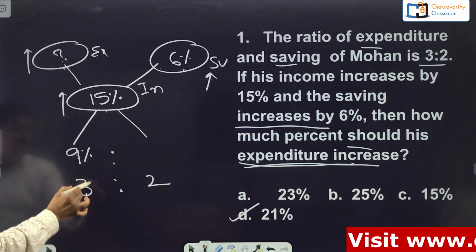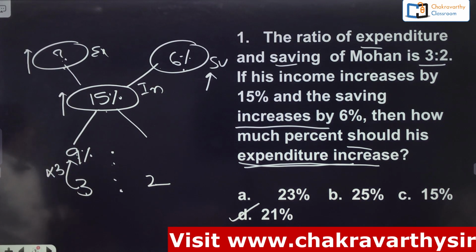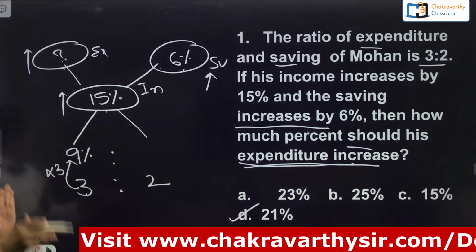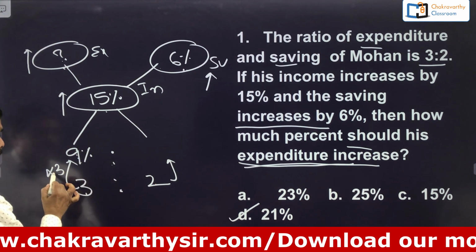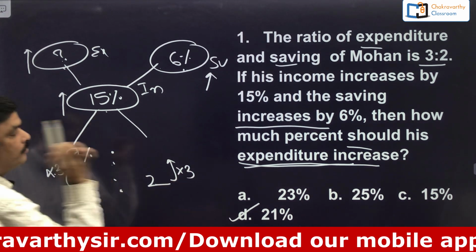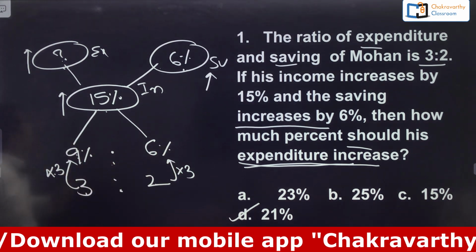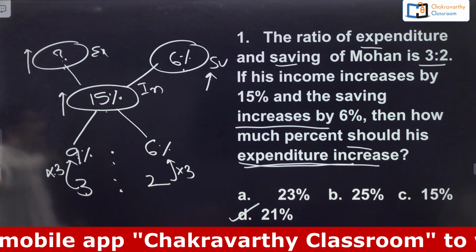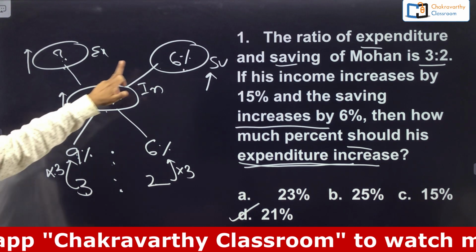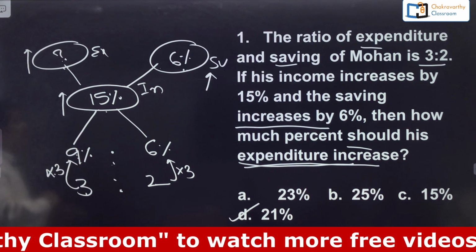How would you get 9 from 3? Very simple, into 3. We are going in the same ratio. For that reason, here the percentage should be 2 into the same 3. Now it should be 6%. Now you tell me, students, you can easily fill up the value here. This is 15%. This is 6. 15 minus 6 is 9.